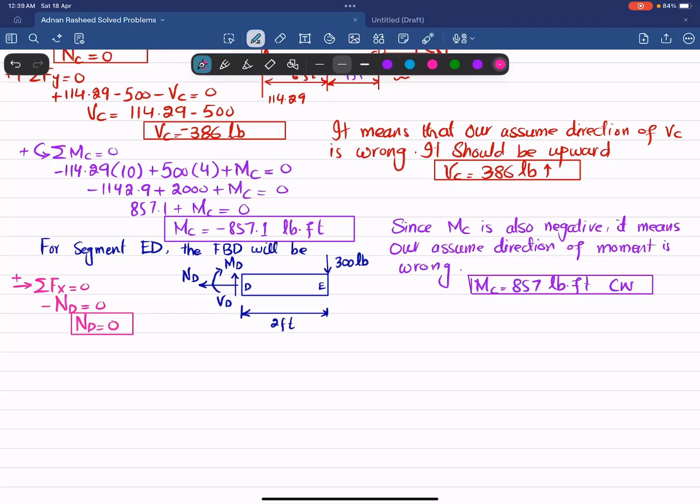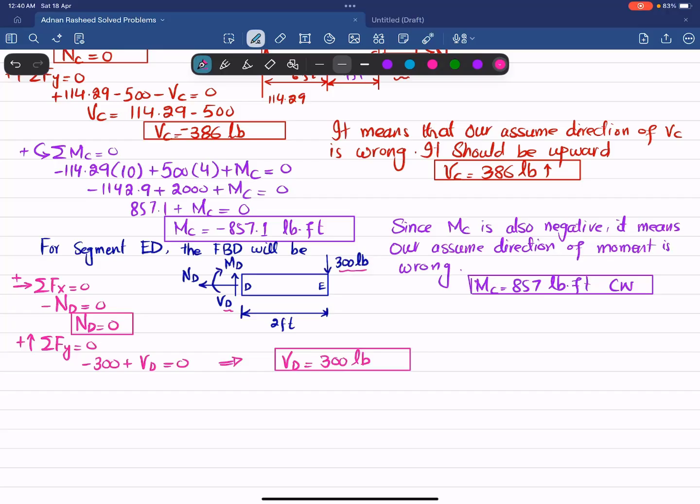Okay, we will find this VD by using the second equation of equilibrium, that sum of all forces along y direction must be equal to 0, and upward force is taken as positive. So one load that is acting downward is minus 300 plus this VD which is acting upward. You can see we have taken it upward is equal to 0. So it means that this VD is equal to 300 pounds. This is the internal shear force at section D or at point D.